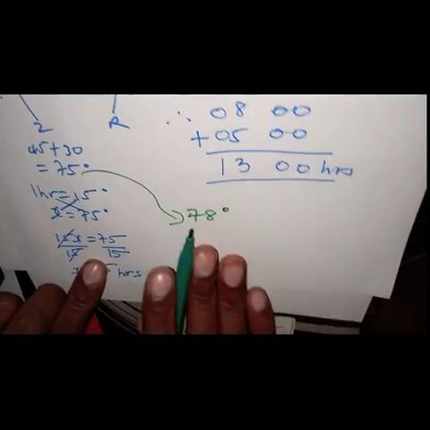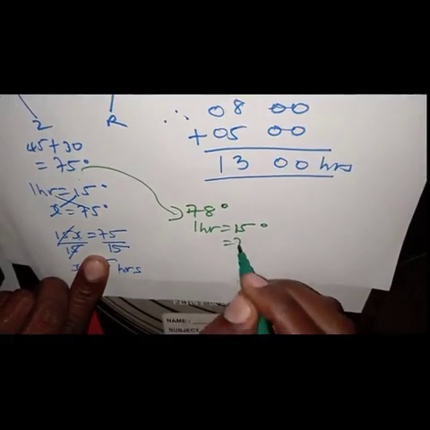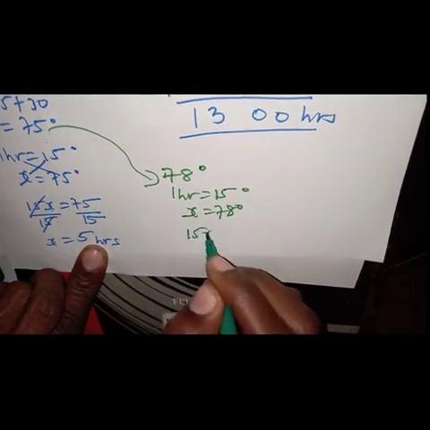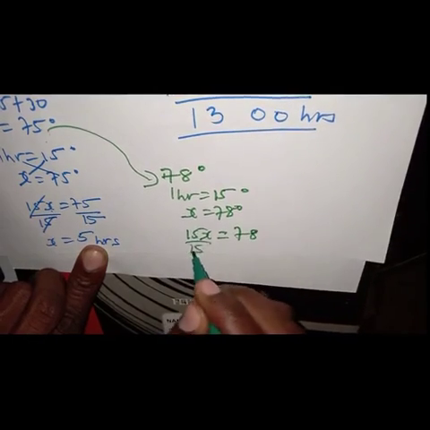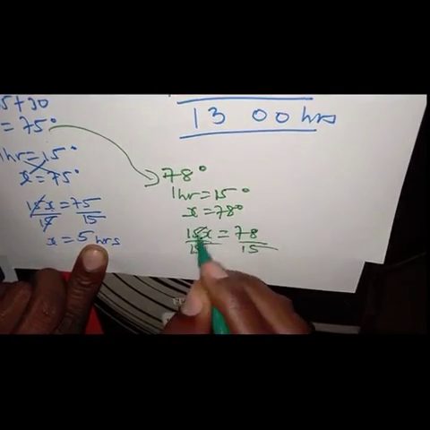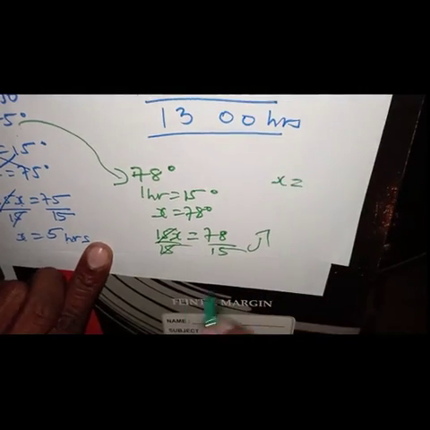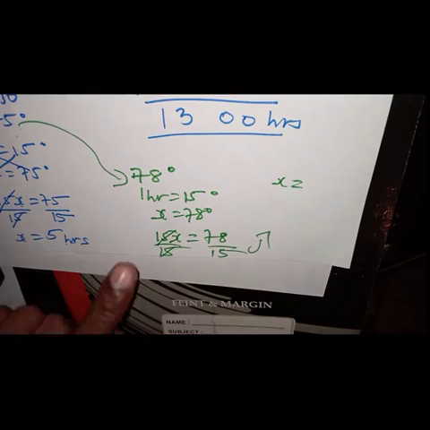How are we able to convert? You do the same. 1 hour is equal to 15 degrees, right? What about 78 degrees? What will be the time? The hours we don't know. So x times 15 is 15x, equals 1 times 78. It is 78 over 15 on both sides, 15 cancels, right? So now you ask yourself, 78 over 15, what do you have? You have 5, right?